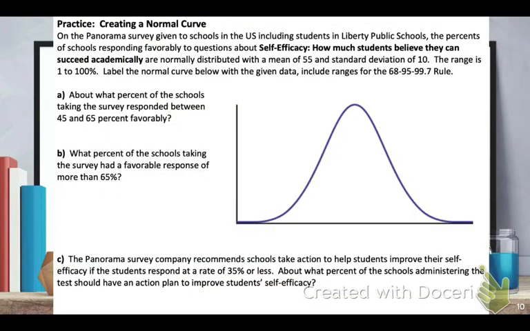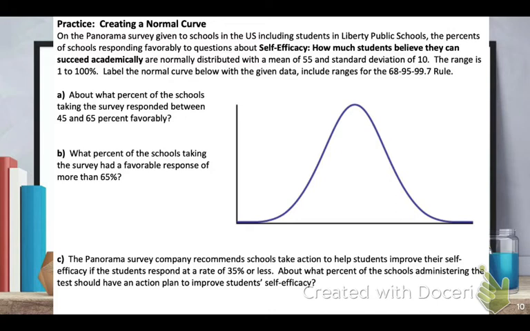Now I want you to practice creating your own normal curve based on a situation. So once again, we're talking about this Panorama survey that was given to U.S. students and Liberty Public School students. And this time the question was about self-efficacy, so how much students believe that they can succeed academically. So it is normally distributed with a mean of 55 and a standard deviation of 10. The range is 1 to 100% like normal.